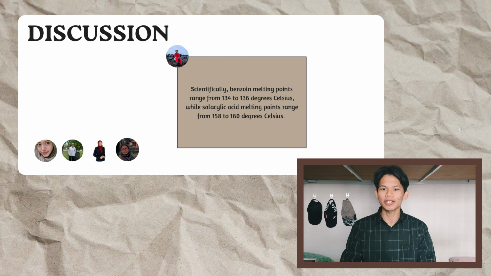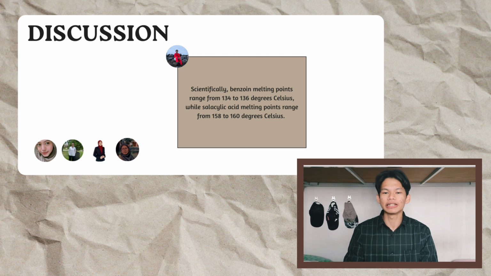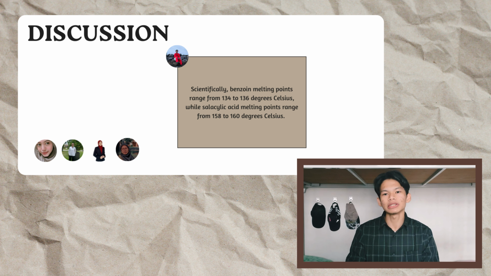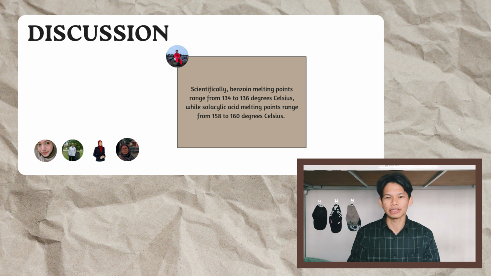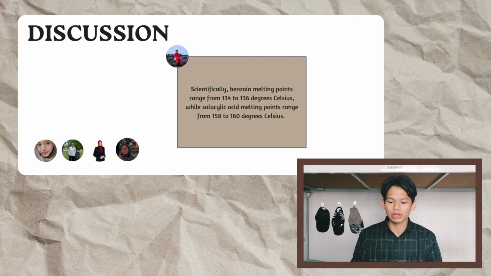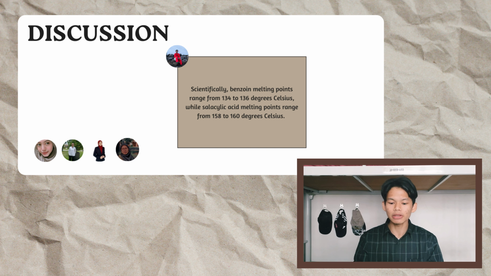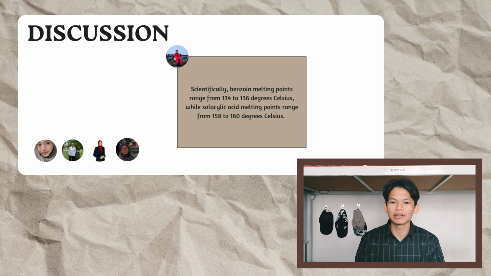I will explain the discussion from the result. According to the table in the previous slides, the benzoic acid melting point is 135 degrees Celsius, while the salicylic acid melting point is 158 degrees Celsius. Theoretically, the benzoic acid melting point is 134 to 136 degrees Celsius, while the salicylic acid melting point is 158 to 160 degrees Celsius. As a result, the melting points of benzoic acid and salicylic acid are accurate, and within the scientifically acceptable range.